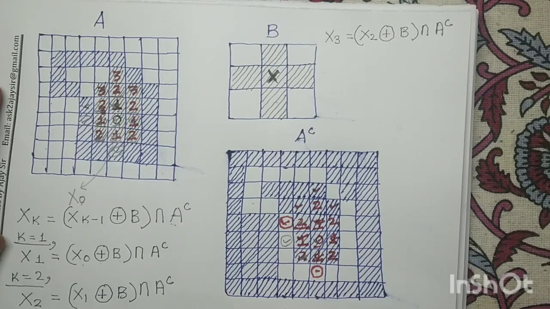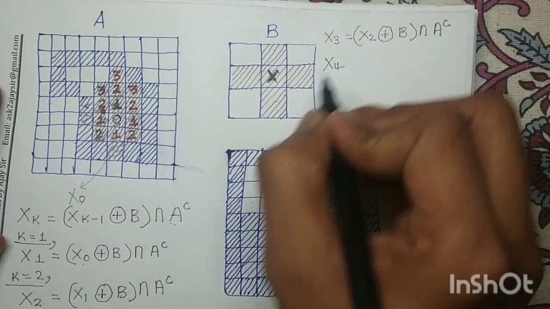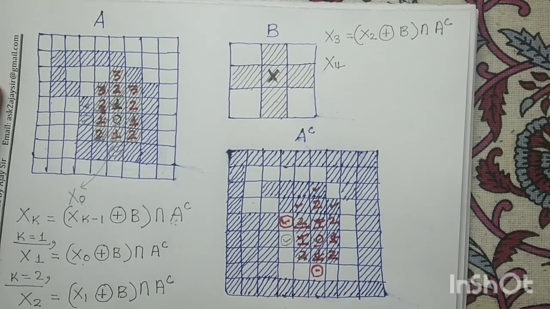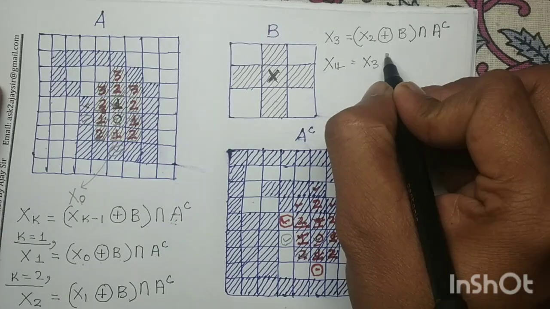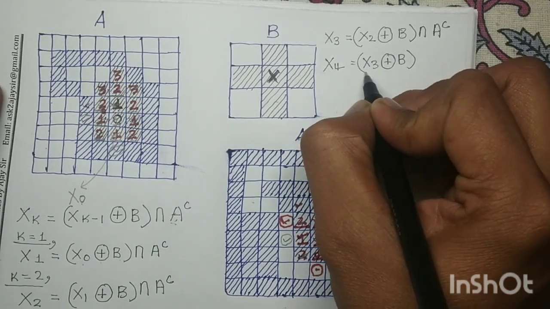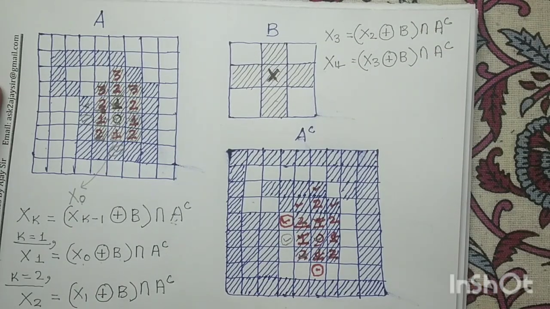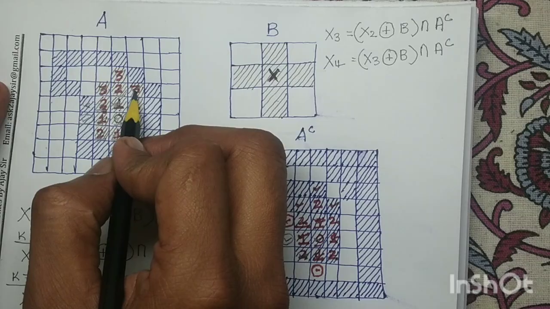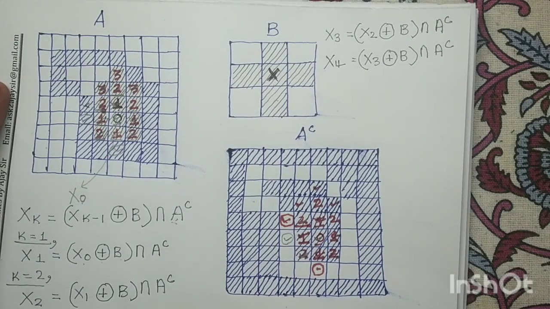So after completion of the third iteration, next we will perform the fourth iteration. At the fourth iteration, in this equation, we will substitute k equals 4. So the equation becomes X3 dilation with the structuring element B intersection with A complement. So at each point of X3 we have to perform the dilation operation followed by the intersection operation.